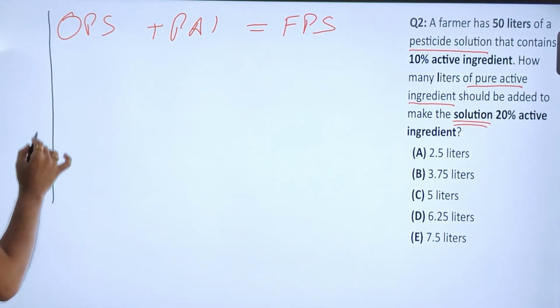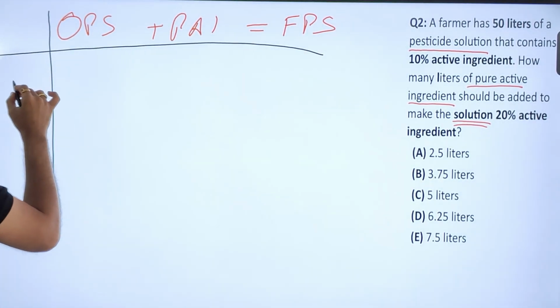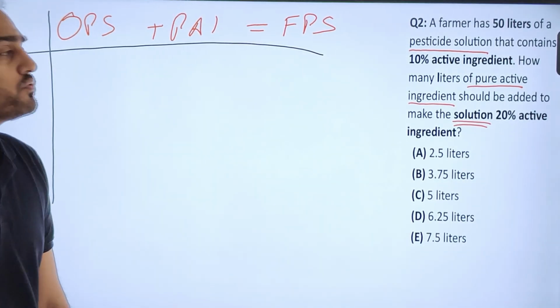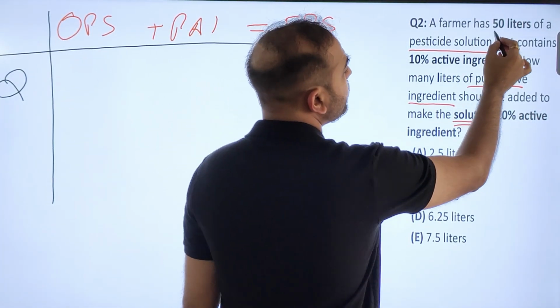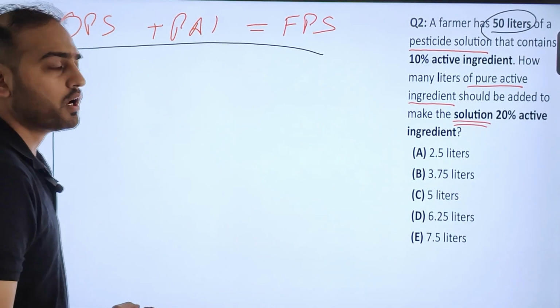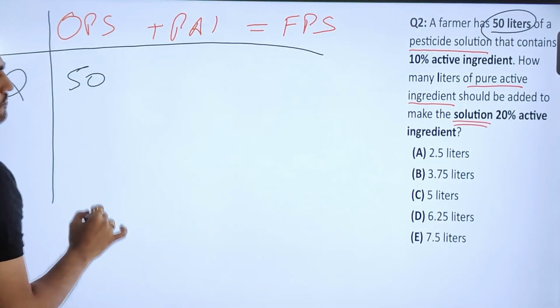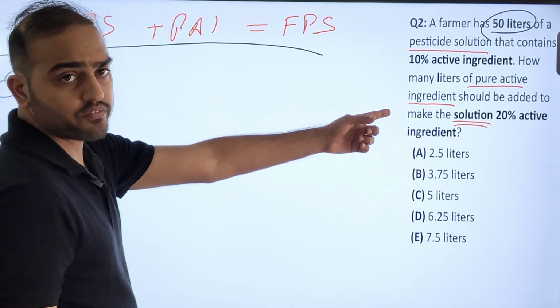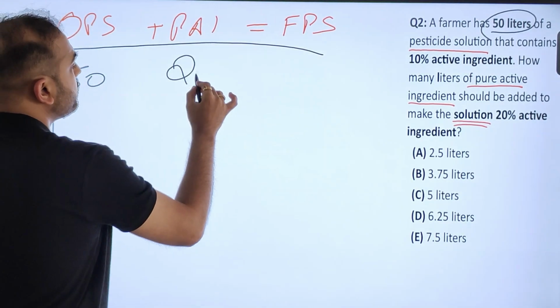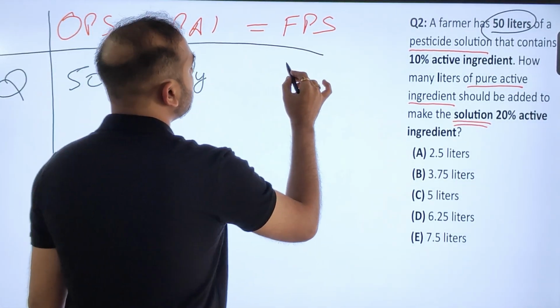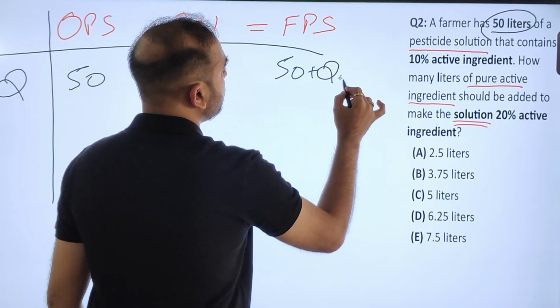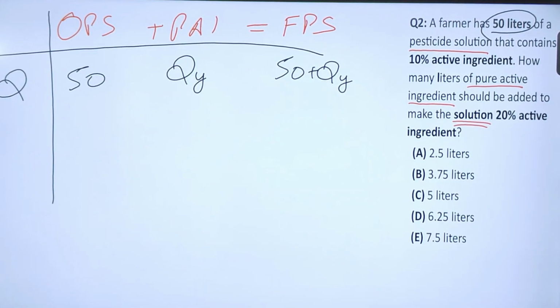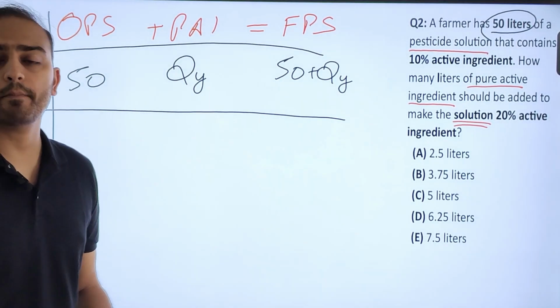Now I focus on the quantity. Right, next step is to focus on the quantity. What is the quantity of original solution? I know that's 50 liters. What is the quantity of pure active ingredient? This is what they want me to find. Quantity of the final mixture, 50 plus QY. Okay, 50 plus QY. Once that is done, now think, what variable do I make the equation for?